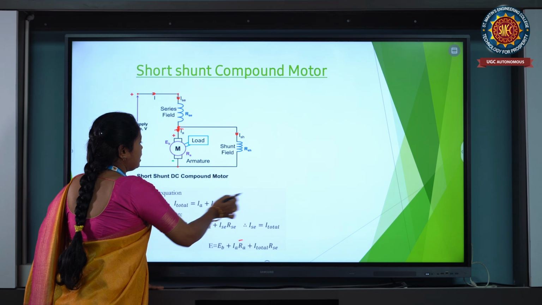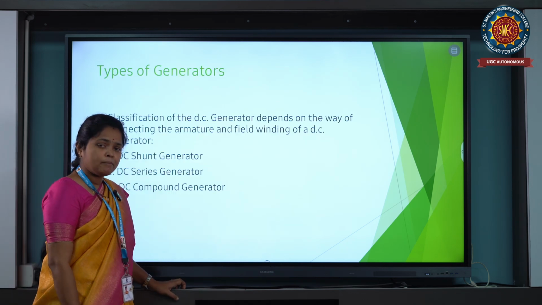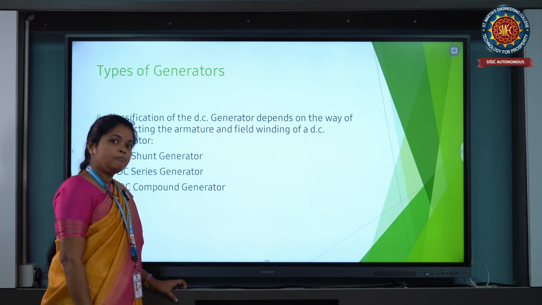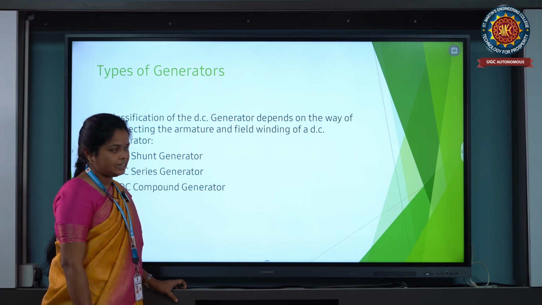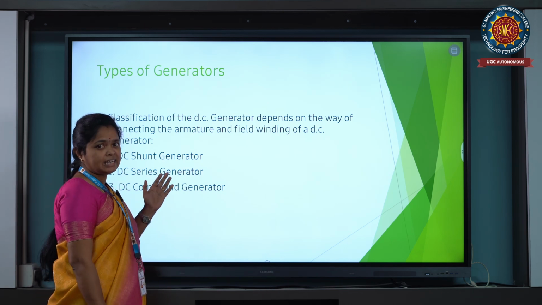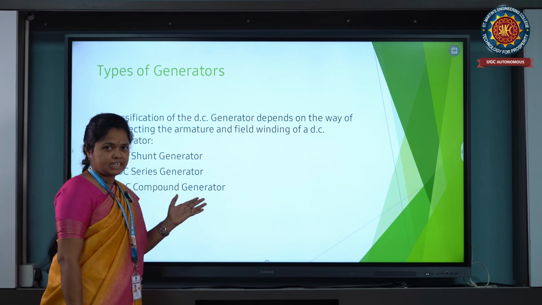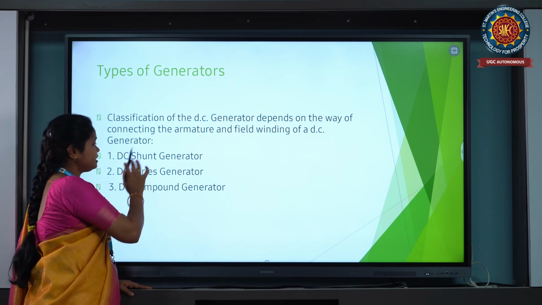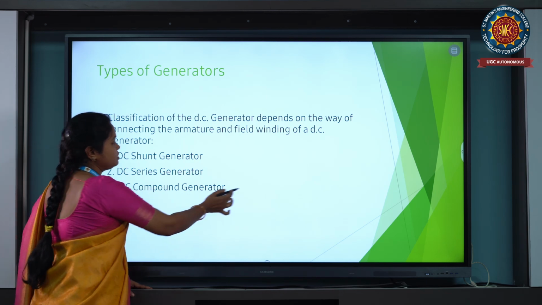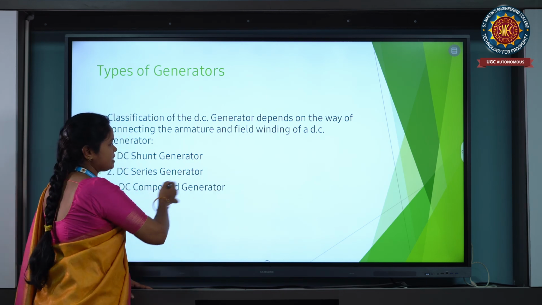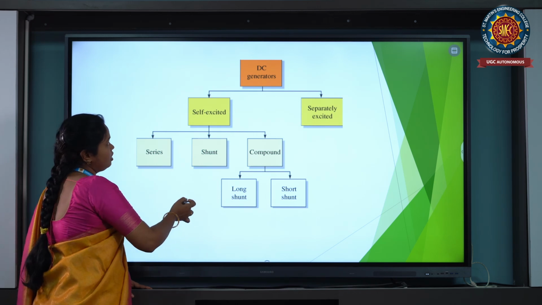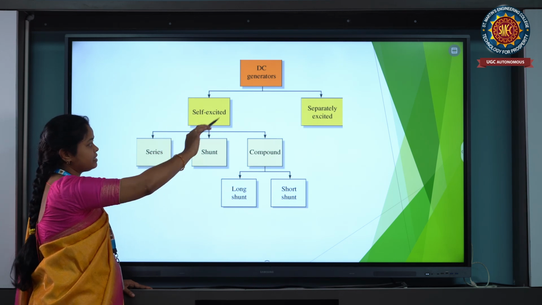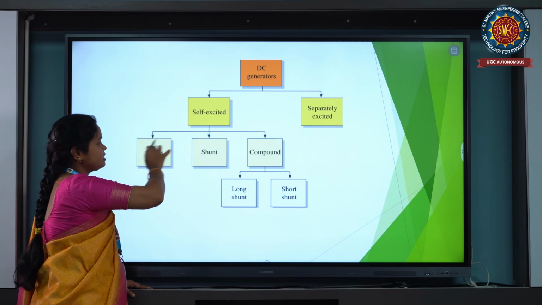And next one is the generator. In the generator it is also the same, but what is the main difference between the motor and the generator? In the generator, mechanical energy is converted to electrical energy. Here also, separately excited generator and self-excited generator. The self-excited generator is again classified into shunt generator, series generator and compound generator. The working principle is the same, but the equation is different. So this is the total overview of a generator.